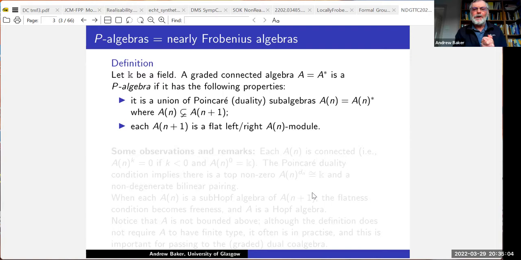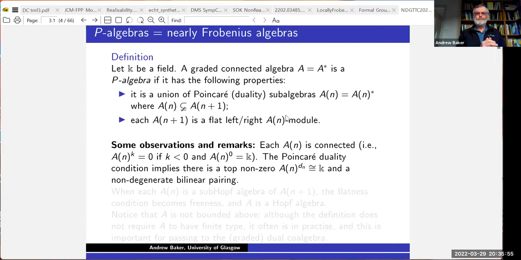Now, I should say, for those who aren't aware of graded things like this, a Poincaré duality algebra is the graded version of a Frobenius algebra. In the Moore and Peterson paper, they tended to refer to these things as Frobenius algebras, but strictly speaking, when you put a grading in, it should be Poincaré duality algebra or Poincaré algebra. So this thing is a union of these Poincaré duality algebras, and it's a strictly increasing union. And you need a condition that the (n+1)st one is flat as a left or right module over the nth one.